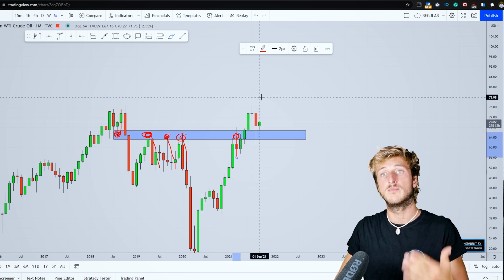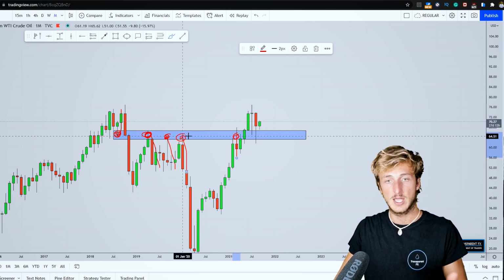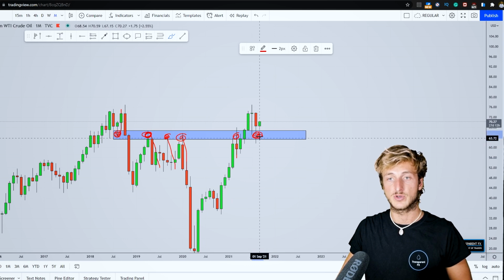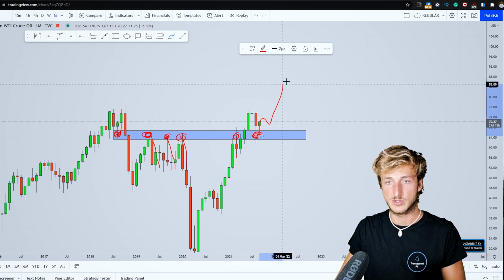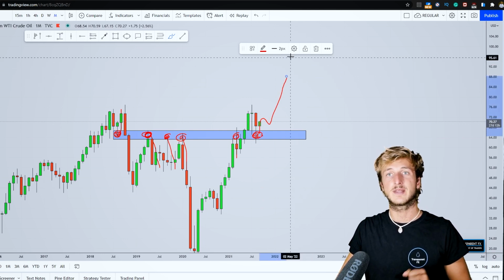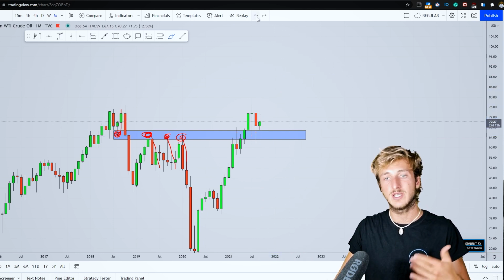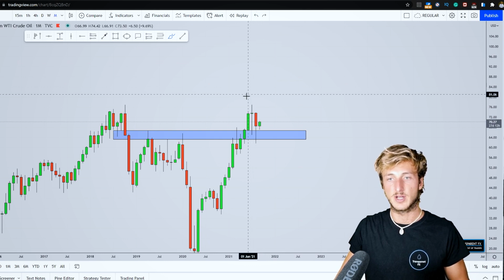We then got the break above this resistance, and all this previous resistance was turned support here. And as we are currently testing this previous resistance turn support, we can definitely expect more continuation to the upside, possibly even for the creation of a higher high.